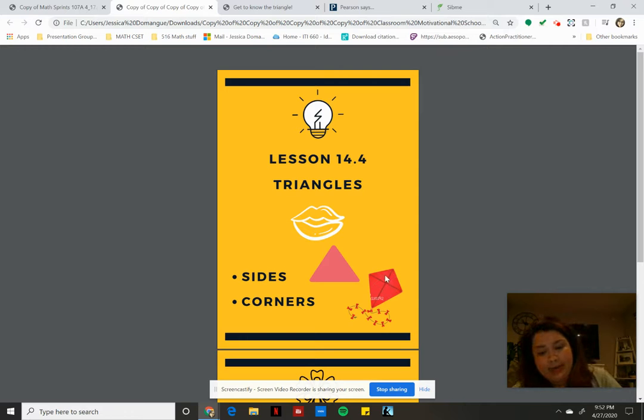When you look at my kite, I can see 4 triangles inside of my kite picture, and I wanted to show that to you because we can see that you can find triangles in real life objects.